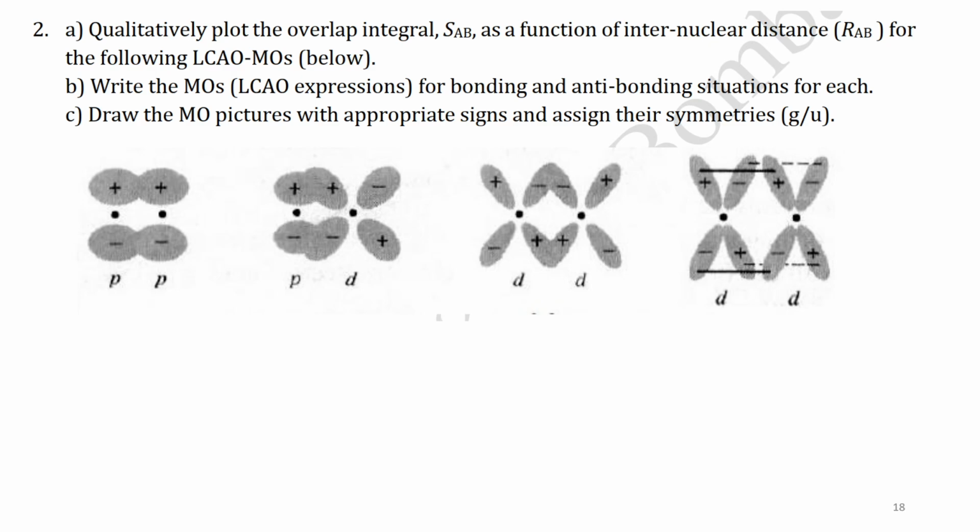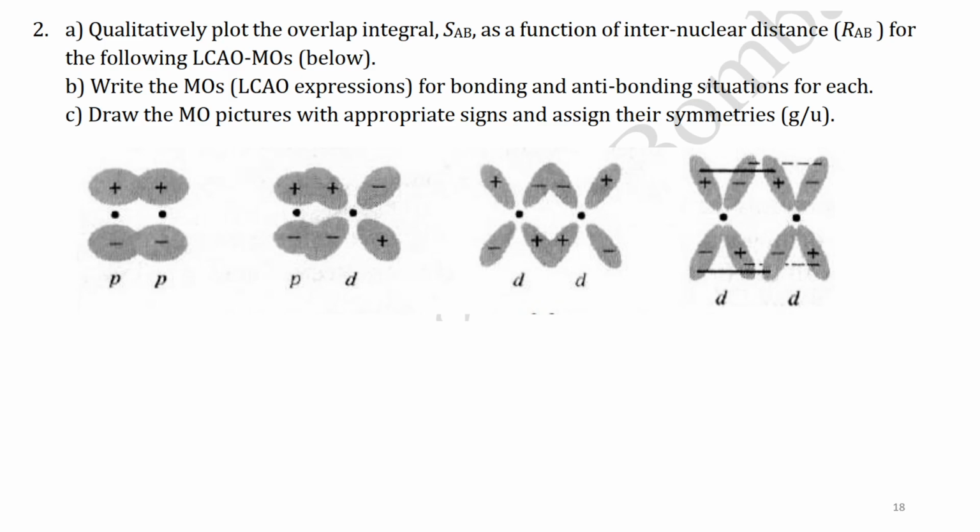First, we need to show the overlap integral SAB. We need to plot it against the internuclear distance RAB, and we also need to write the molecular orbitals for bonding and anti-bonding for each. We have to draw the MO pictures with appropriate signs and assign their symmetry, whether these are gerade or ungerade, g or u.